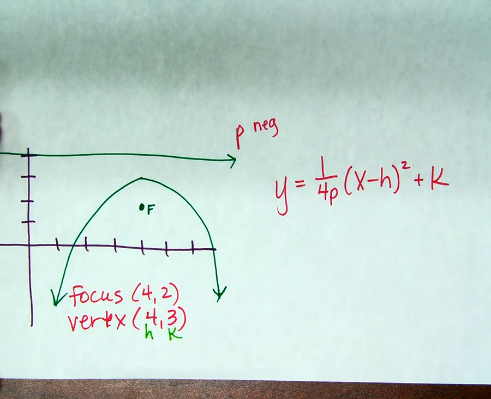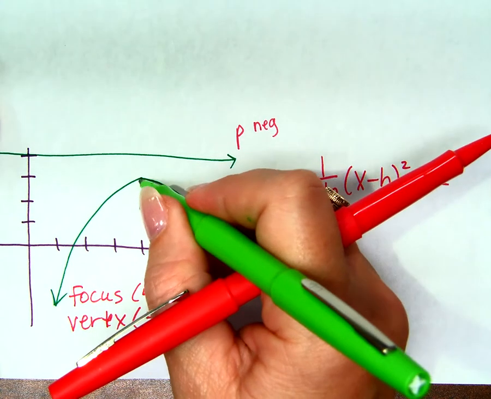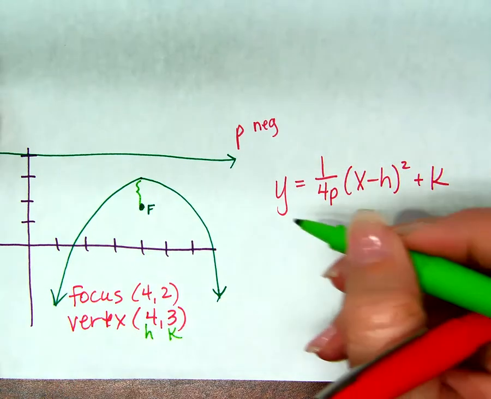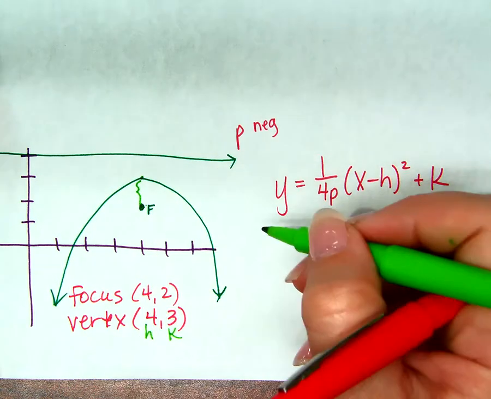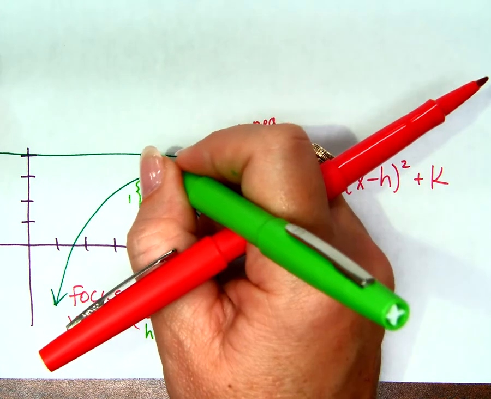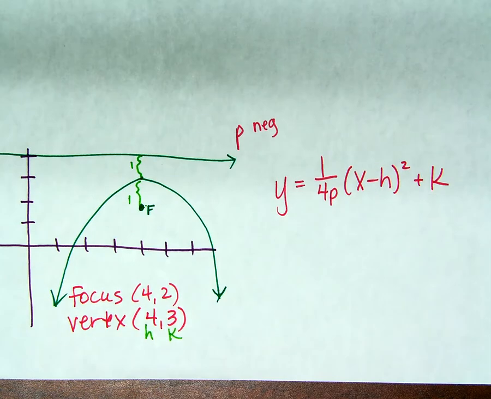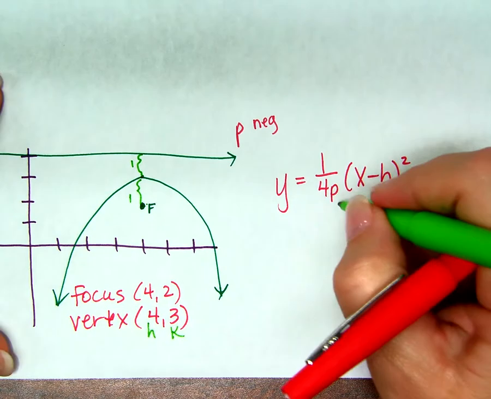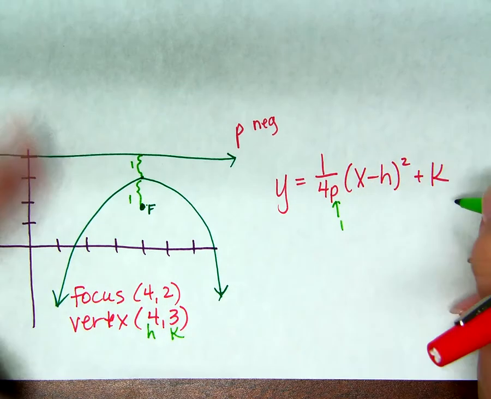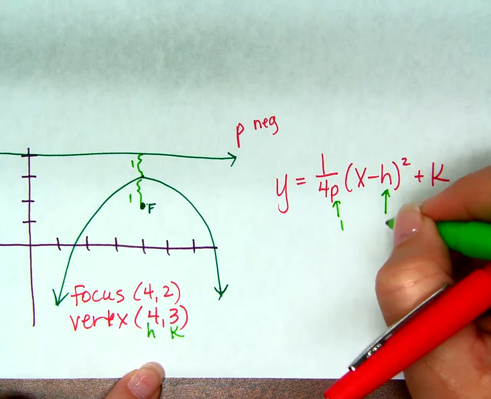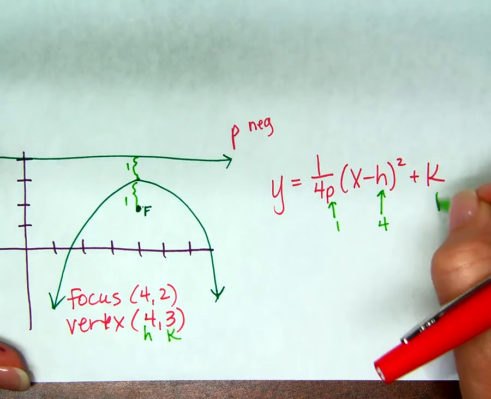What is it? What's the distance from the vertex to the focus? 1. Just to check, what's the difference from the directrix to the vertex? 1. So I know for sure that my p-value is 1. My p-value is 1. My h value is 4. My k value is 3.